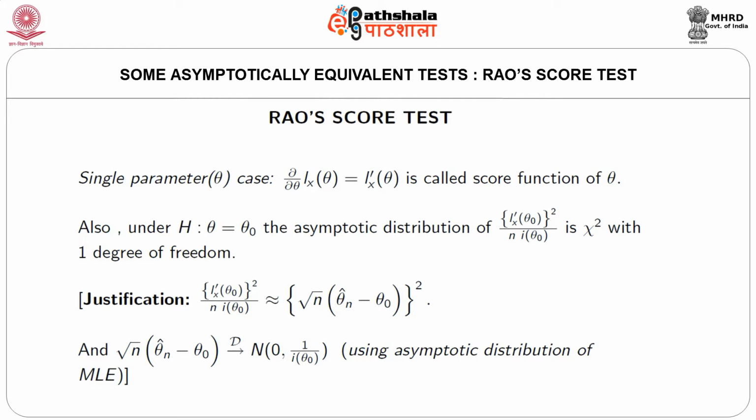As the justification of this asymptotic result, we already know that small lx prime theta naught whole square by n times I theta naught is asymptotically equivalent to root n times theta n hat minus theta naught whole square times I theta n hat. Also we know that root n times theta n hat minus theta naught converges in distribution to normal with mean 0 and variance 1 by I theta naught, which is the asymptotic distribution of maximum likelihood estimator. Hence, the asymptotic distribution is directly justified.